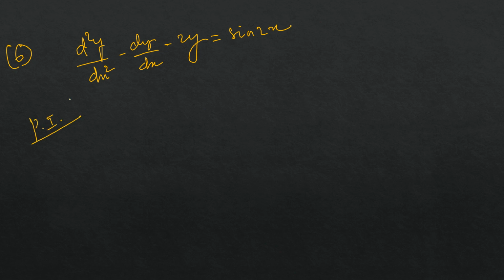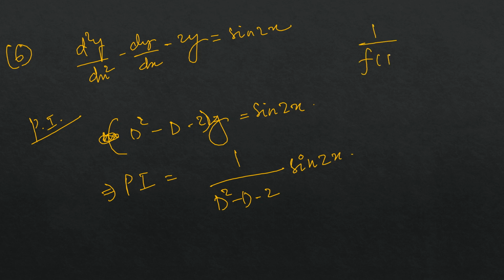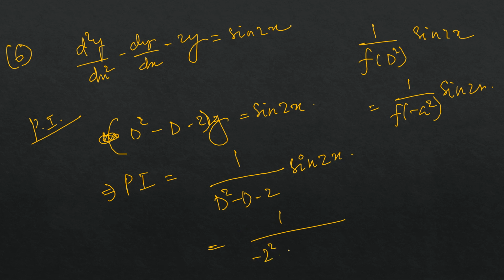So let's do the particular integrals. So here for particular integral, D square minus D minus 2 y is equal to sine 2x. Isn't it? So the particular integral is how much? 1 by D square minus D minus 2, sine 2x. So for sine, if you see 1 by f of D square, sine 2x would be how much? 1 by f of minus a square, sine 2x.